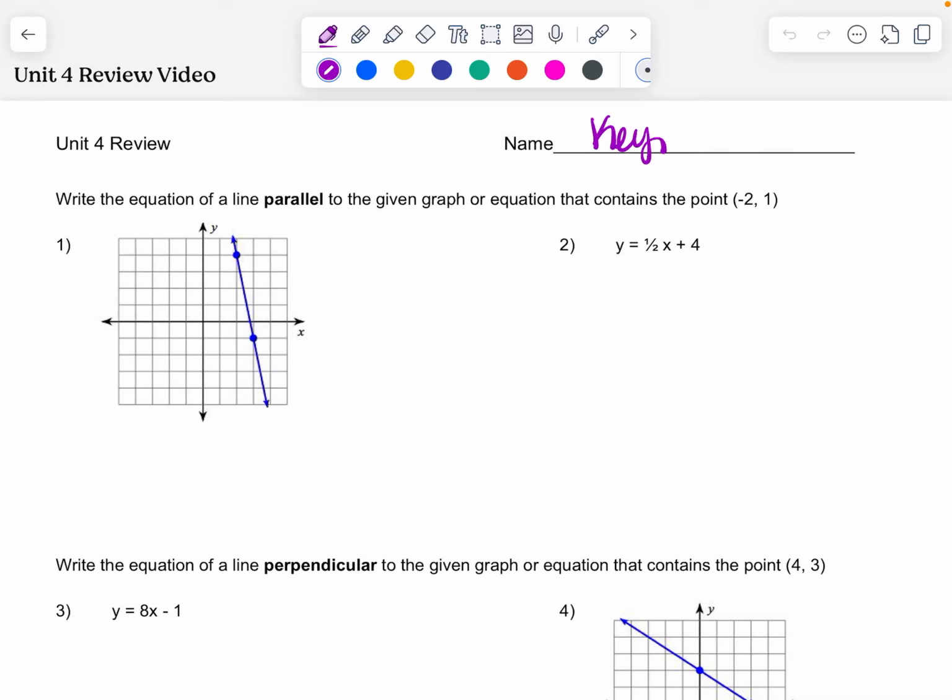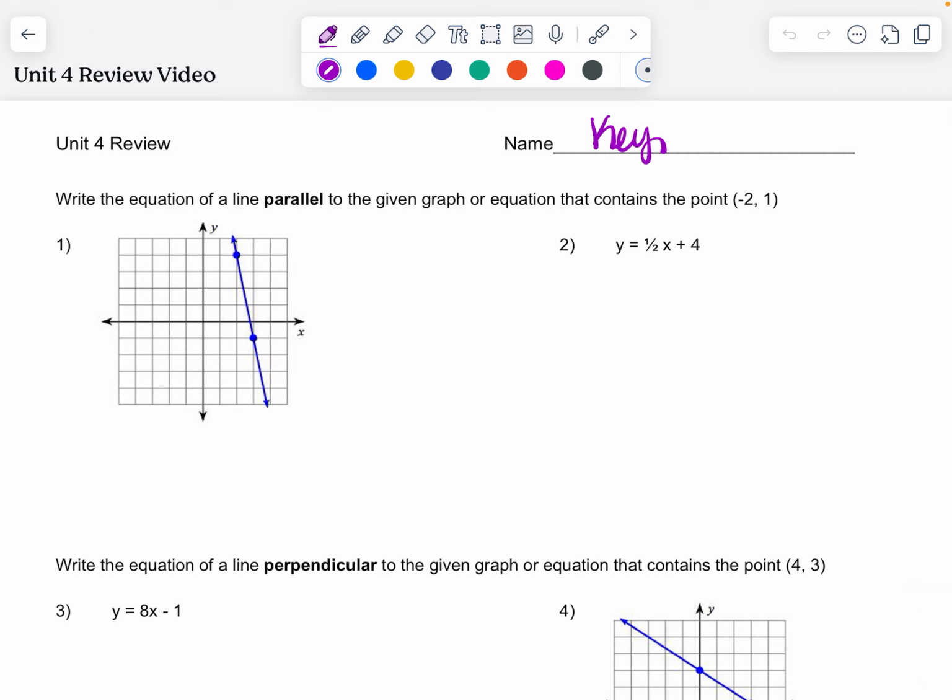All right, so we are going to just work through the Unit 4 review. Remember, it's only over 3 days of material, right? And so the review is definitely broken up, it goes in sequential order of how we learned the material.